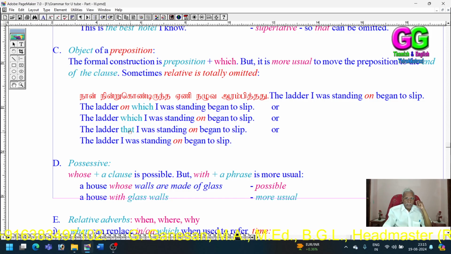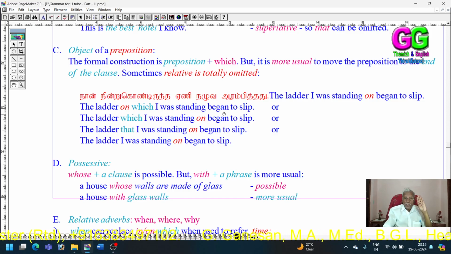In sentence 3, the relative pronoun that has been used instead of the relative pronoun which. The ladder that I was standing on began to slip. And sentence 4, that is this sentence: The ladder I was standing on began to slip. So the meaning of this sentence can be expressed in four ways.